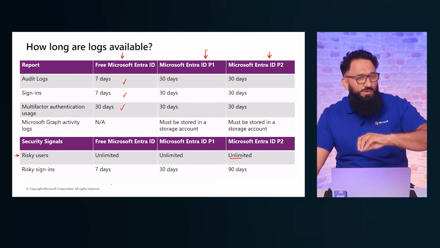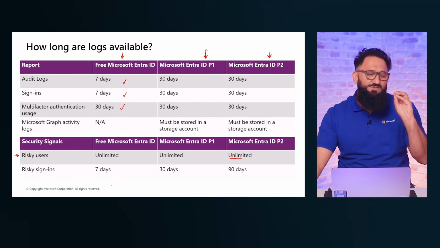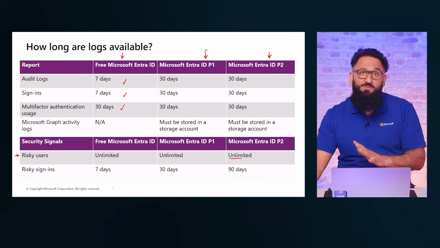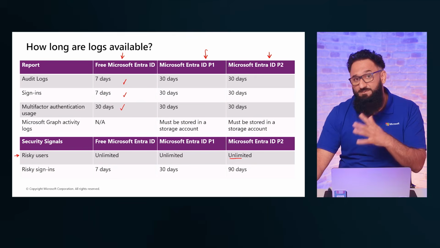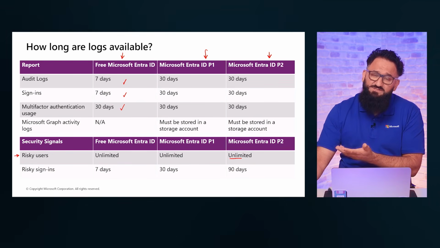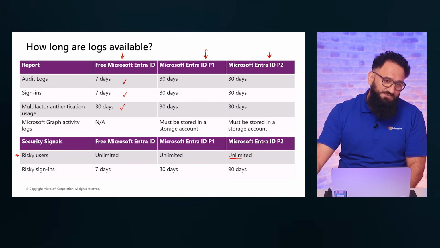Now, free and P1 users do get to see some information about this. However, the detail on what is going on is not available in depth. So for you to be able to look at the details of Identity Protection risks that come back as a report and information, you must have a P2 license for that.